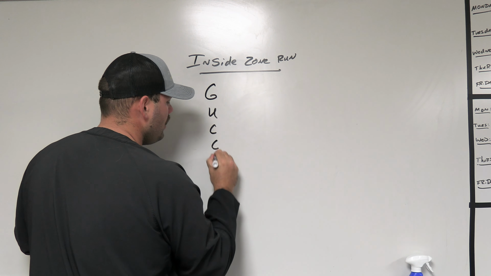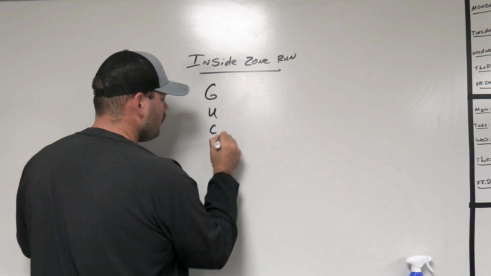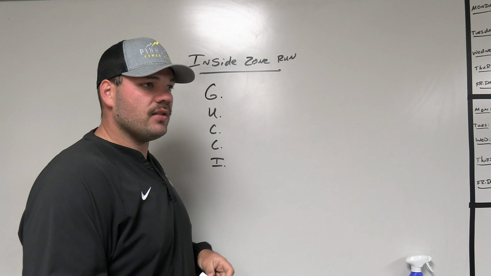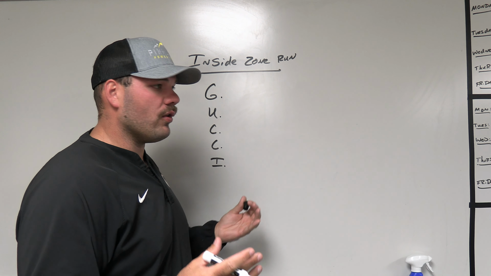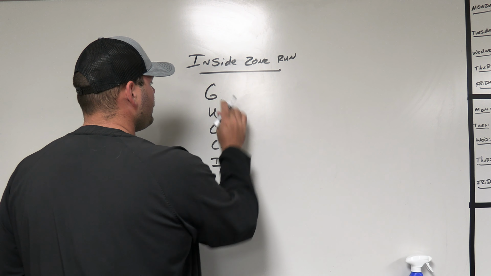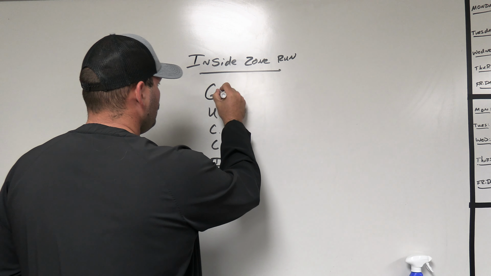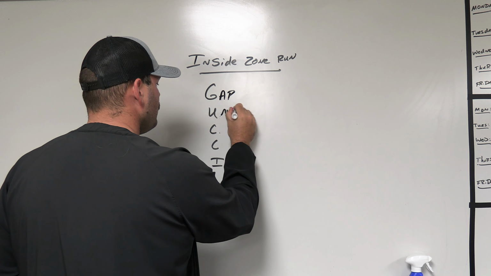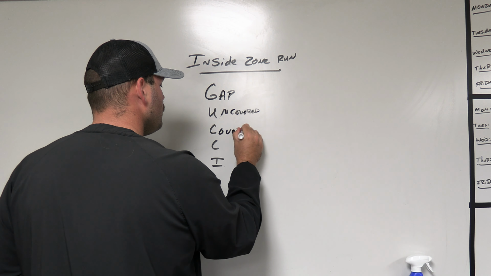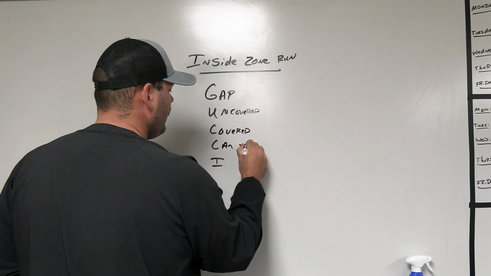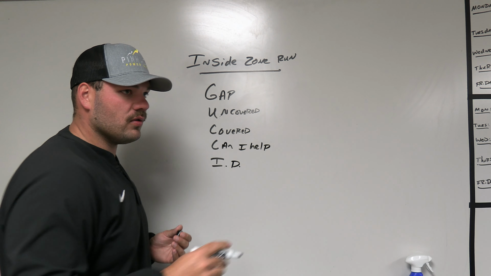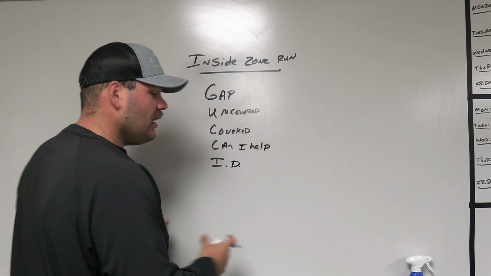I always call them Gucci rules, okay? Gucci is something the kids can relate to. They understand it. Gucci is a cool word, I guess. And so what we do is we break this down. Gap, uncovered, covered, can I help, and ID.